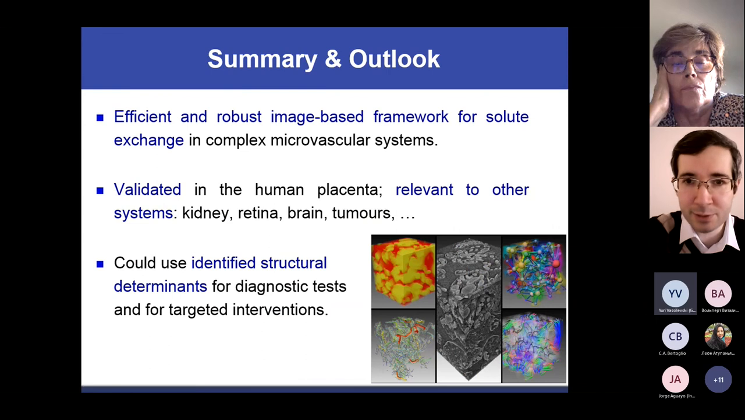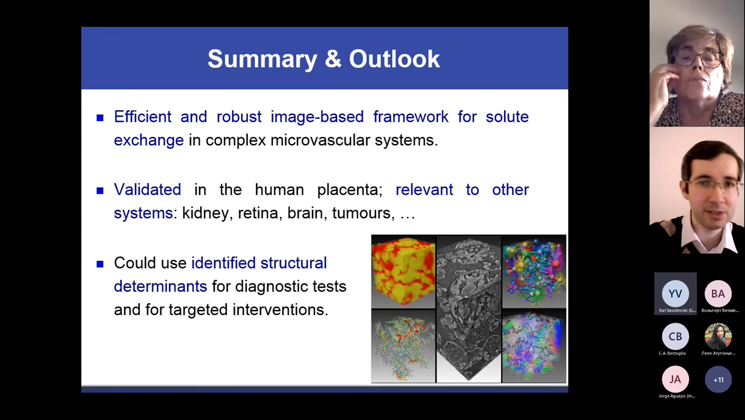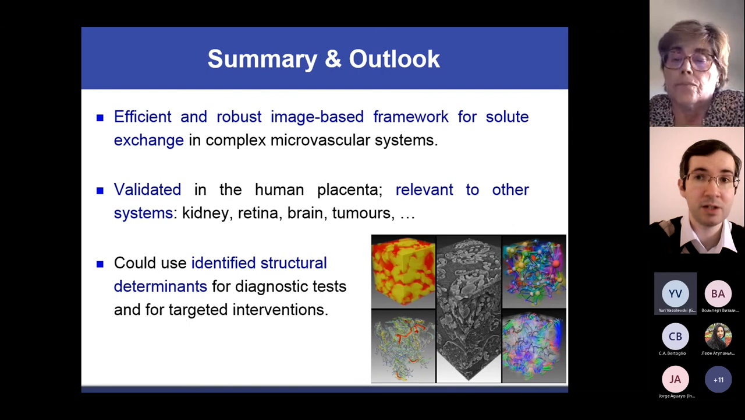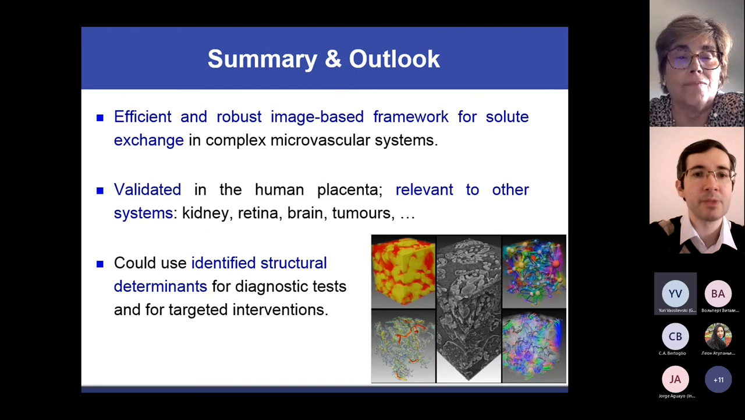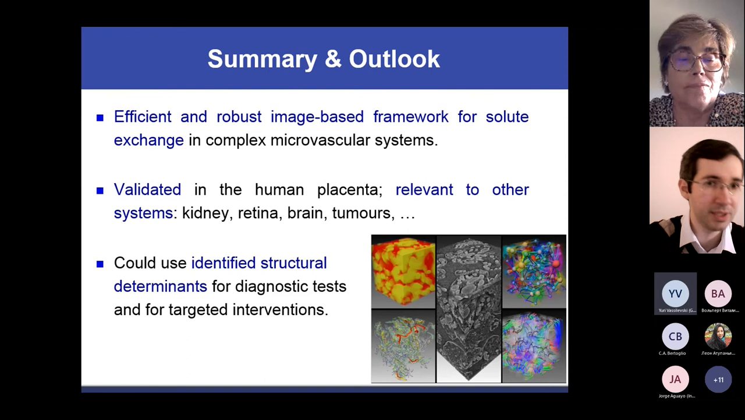So with that, I would like to conclude and say that we now have an image-based framework to efficiently extract information from images and understand what it means for the exchange and how different solutes can be compared. And we developed this for placenta, but I don't see any reason why it cannot be useful for other complex microvascular tissues like kidney or brain, and we increasingly see other groups working in cerebral flow and transport, which also face similar challenges and similar issues.